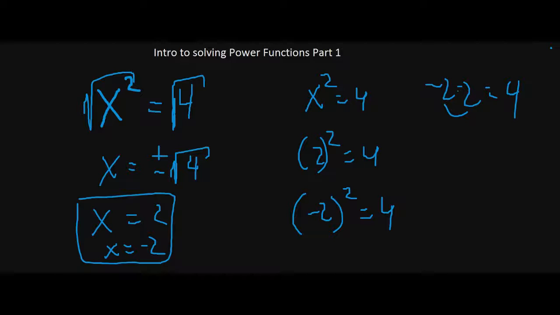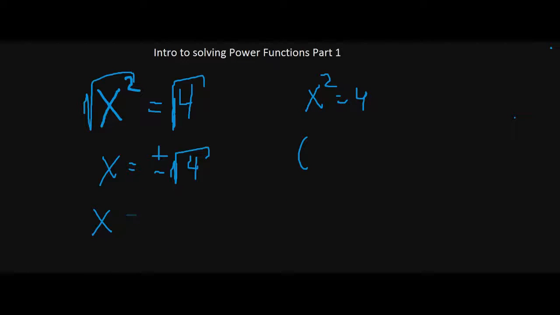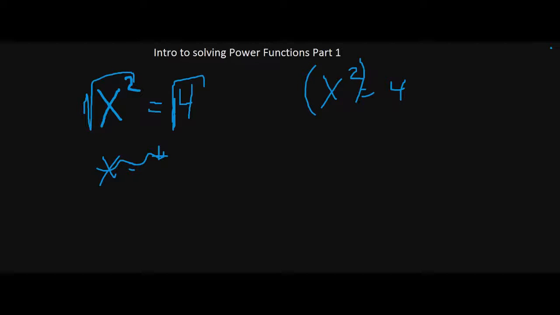You know, negative 2 times negative 2, a negative times a negative is a positive, and 2 times 2 is 4. Alright? Well, there's another way that we could solve this, and this involves using the exponential properties that we have learned in this class. Now, one of the properties that we learned was if we have x squared is equal to 4, we can raise both sides by the power of 1/2.